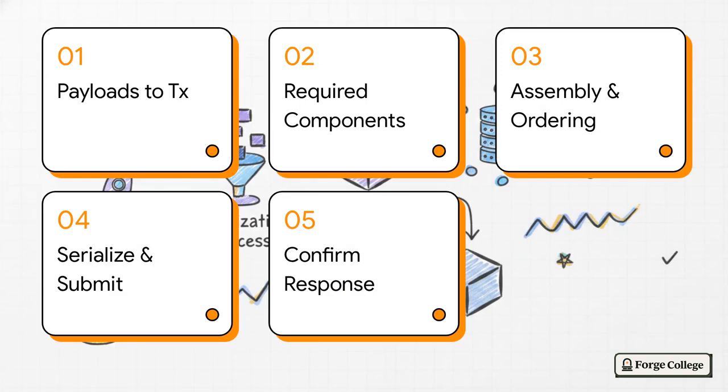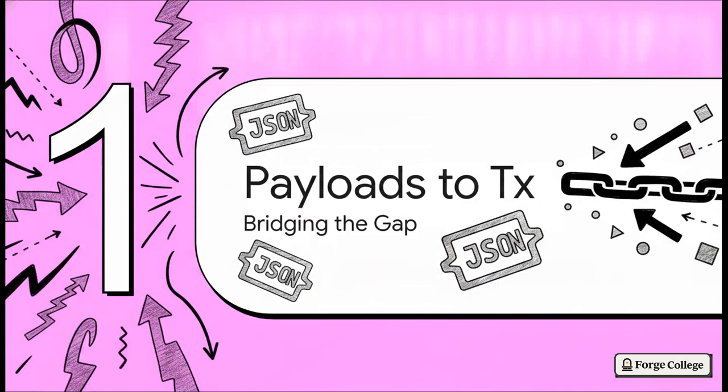So here's our game plan for today. Kind of like a blueprint for an engineering assembly line. We'll go from payloads to transactions, gather our required components, tackle assembly and ordering, move on to serializing and submitting, and finally confirm the network response. All right, part one, from payloads to transactions, basically bridging that gap.